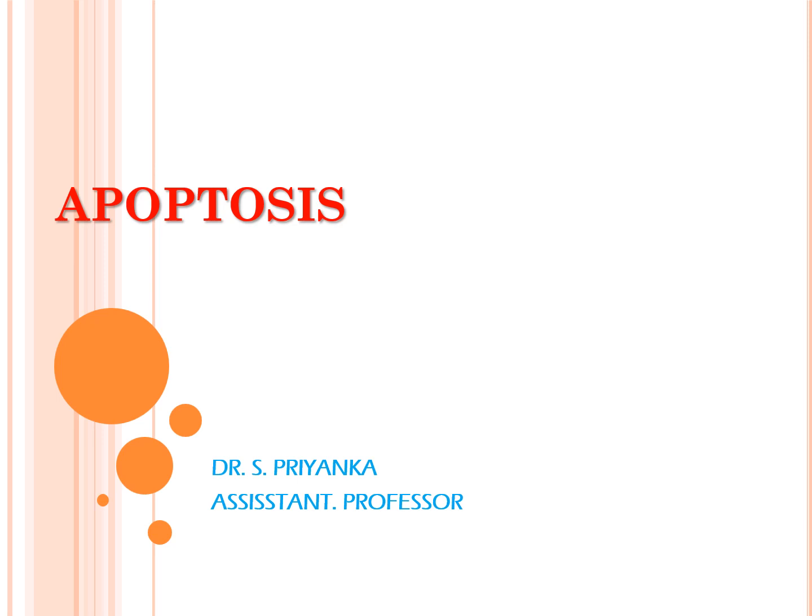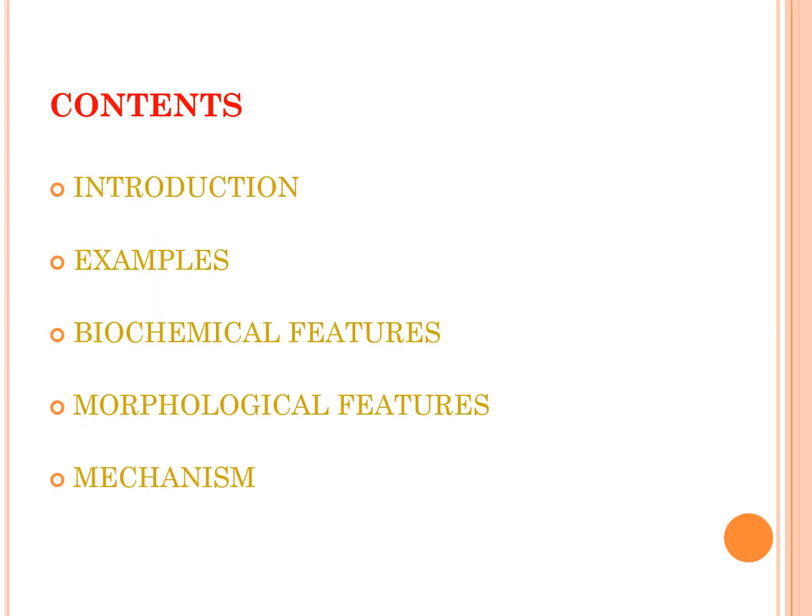Today's physiology topic is apoptosis or programmed cell death. So this topic will be discussed under the following headings. First of all, we will see the introduction or definition of apoptosis and what are the various examples, that is both physiologically and pathologically seen in the human body, and the biochemical features involved in the process of apoptosis and the morphological features involved and the actual mechanism of apoptosis or programmed cell death.